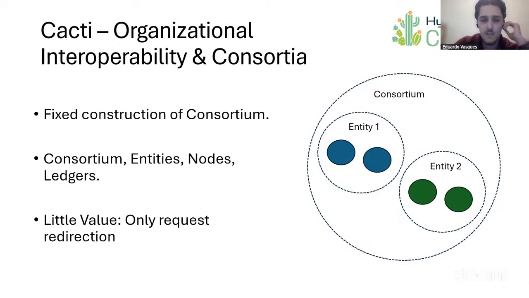So let's imagine I wanted to transact with ledger A, but for some reason I sent a request to a node that doesn't transact with ledger A. This node was able to redirect me to one node in the network that actually does transact with ledger A, and this was useful, but it was the only thing that the plugin allowed us to do.